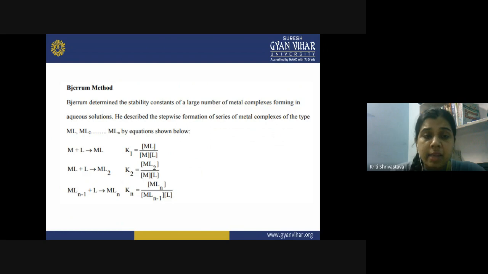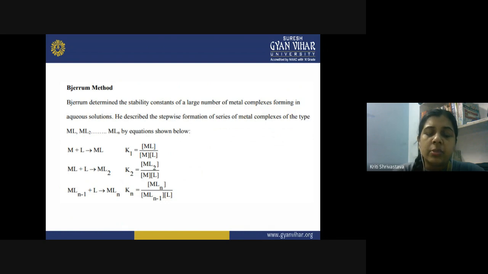Then the next method we have is Jerem's method, and this method is specifically applicable for those metal complexes which are formed in the aqueous solution. So, if a metal complex is being formed in the aqueous solution, we can determine its stability constant by using the Jerem method. Jerem described the stepwise formation of a series of metal complexes.